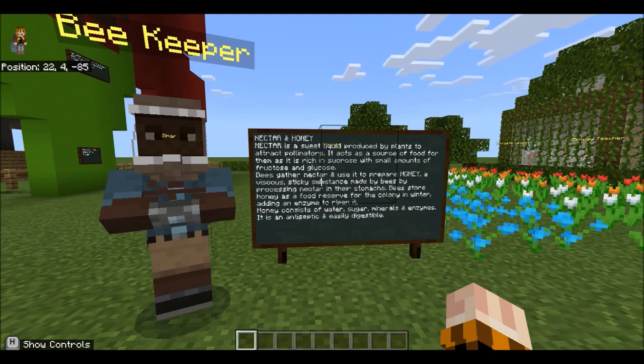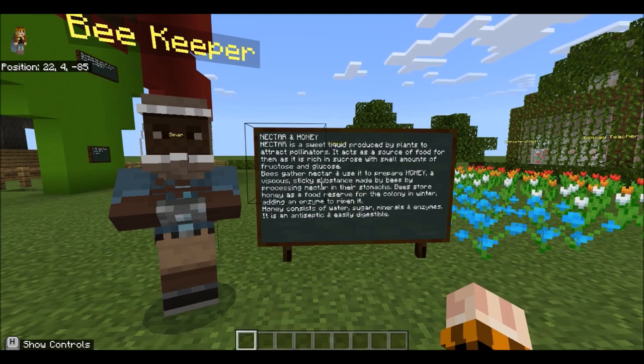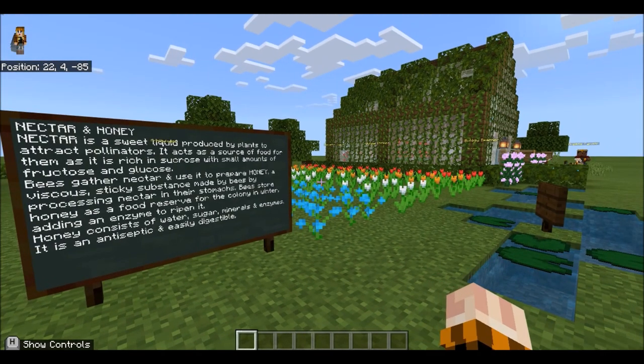by bees by processing nectar in their stomachs. Bees store honey as a food reserve for the colony in winter, adding an enzyme to ripen it. Honey consists of water, sugar, minerals, and enzymes. It is an antiseptic and easily digestible. That explains why honey is used in medicines, because of its antiseptic properties. Bees store honey. But where do bees exactly do that? Let's learn more about that.